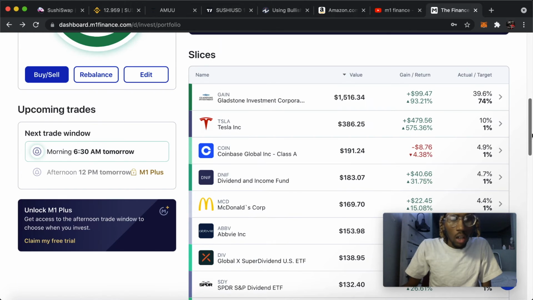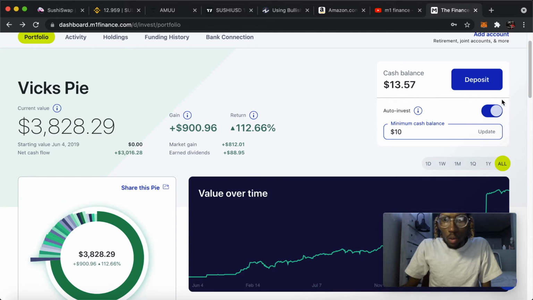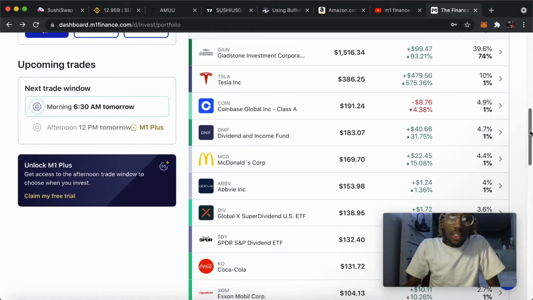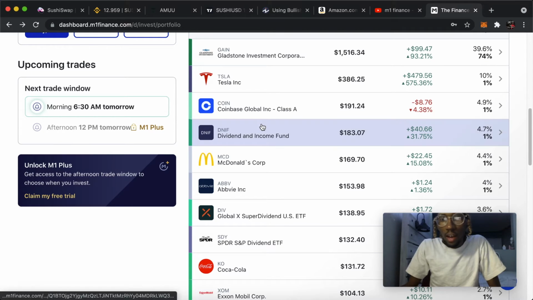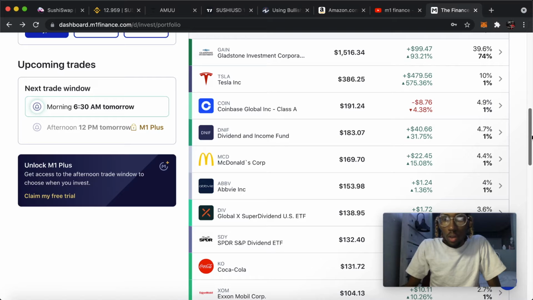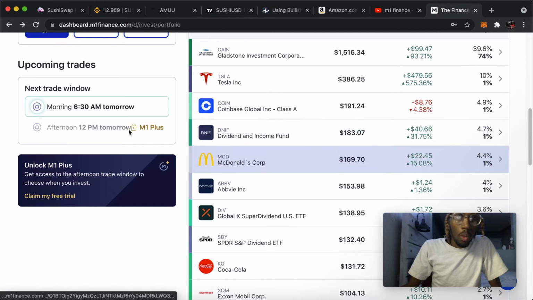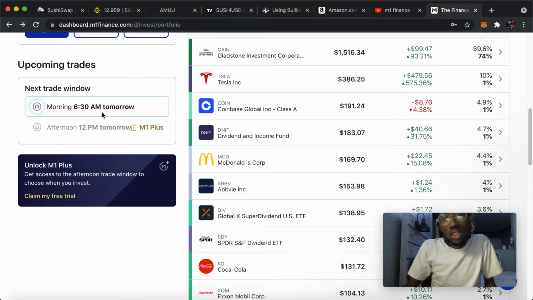Okay, and another thing, when you have the auto invest on, it will always invest the next day at 6:30 a.m., which is when the stock market opens. I'm in the U.S., California, where the stock market is basically up and running at 6:30.